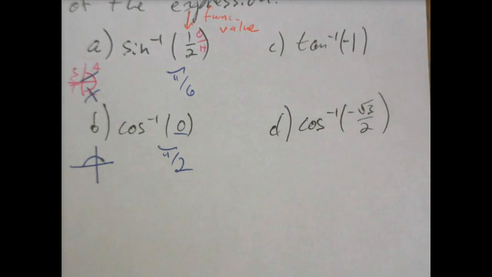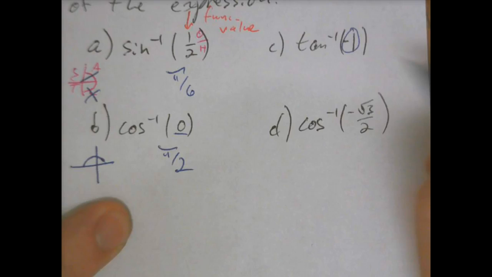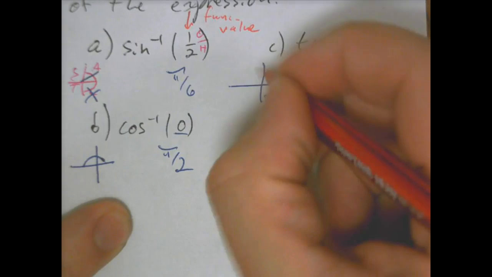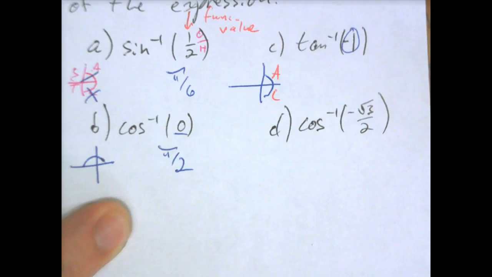Okay, with part C, I'm given the function value of -1. Remember that tangent inverse only exists in these two quadrants. That one is A, that one is C.